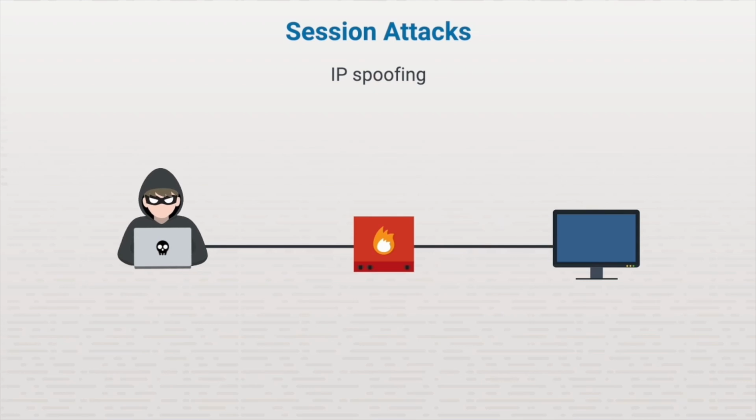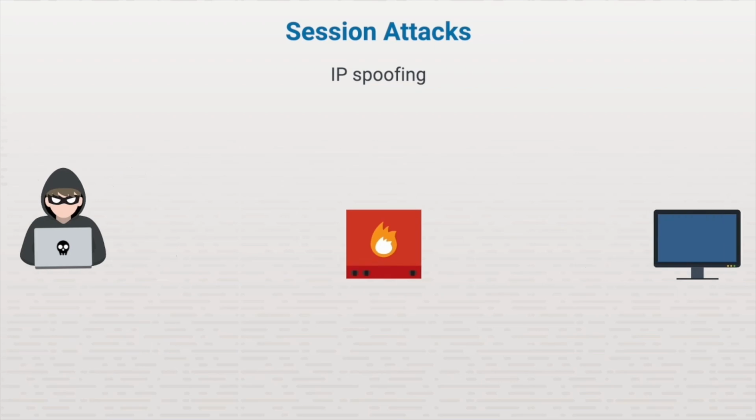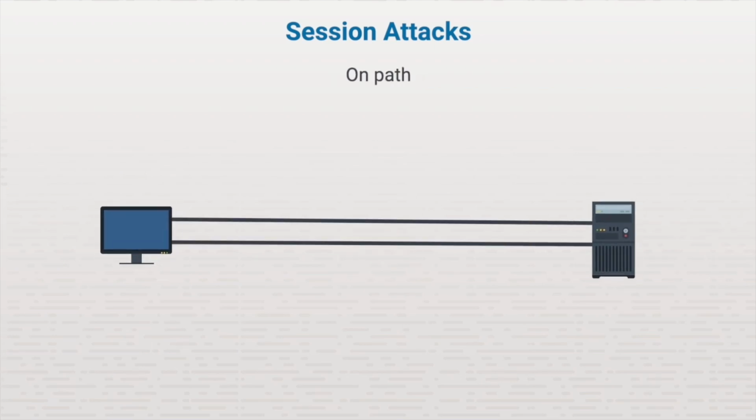Once the attacker gets past the firewall, the IP spoofing attack can take several forms. The most common one is an on-path attack. An on-path attack is a real-time attack on a live TCP session. Let's say we have a client and a server that are communicating with each other. The attacker intercepts the communication stream between the two, and simultaneously, the attacker's computer tricks the client into thinking it's the server and tricks the server into thinking it's the client.